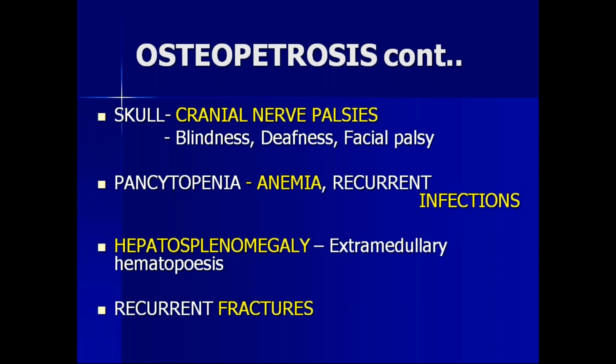Pancytopenia, because the marrow is infiltrated, you get anemia and recurrent infections. Hepatosplenomegaly, because the marrow is usually the blood forming area, so extramedullary hematopoiesis occurs in the liver and spleen. So you have hepatosplenomegaly and recurrent fractures.